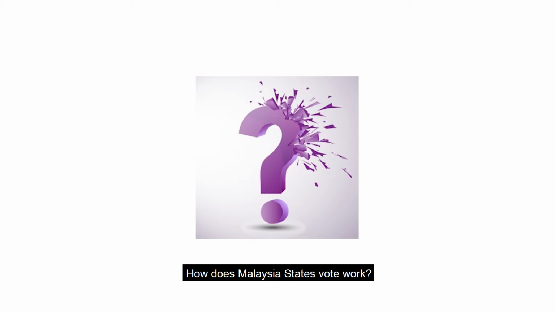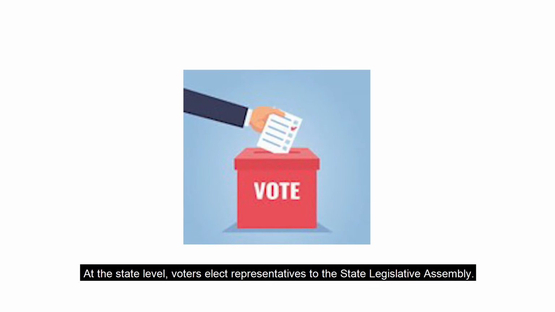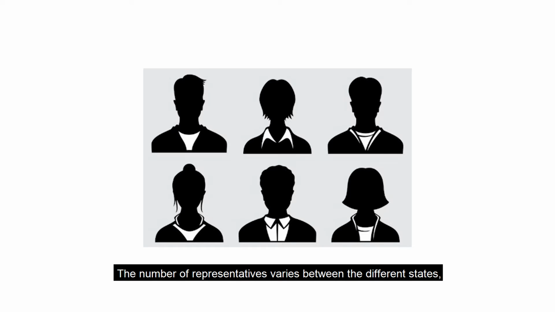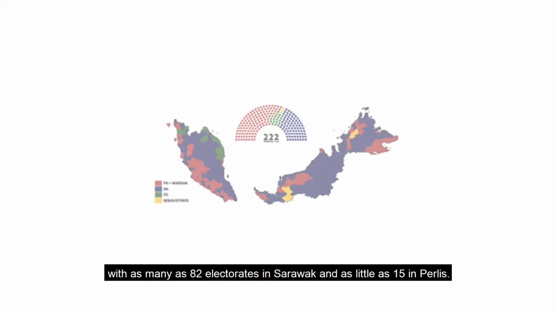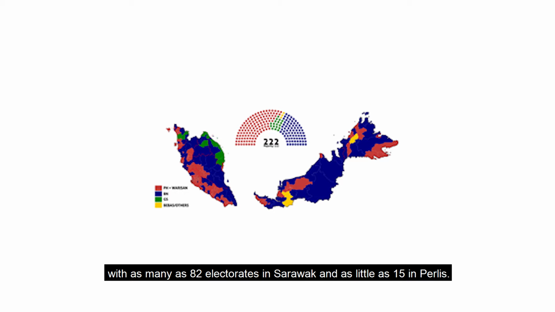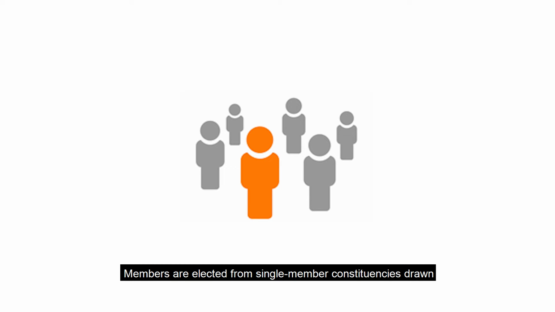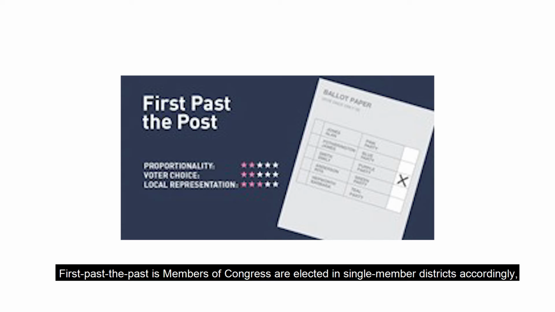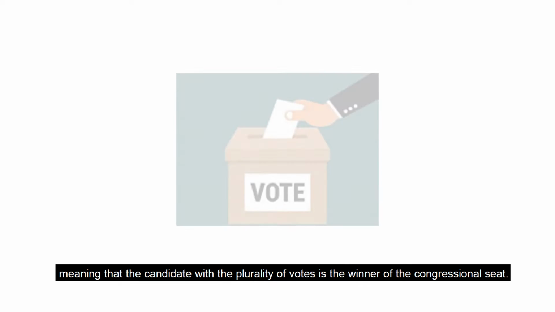How does Malaysia state's vote work? At the state level, voters elect representatives to the State Legislative Assembly. The number of representatives varies between the different states, with as many as 82 electorates in Sarawak and as little as 15 in Perlis. Members are elected from single-member constituencies drawn based on population using the first-past-the-post system.